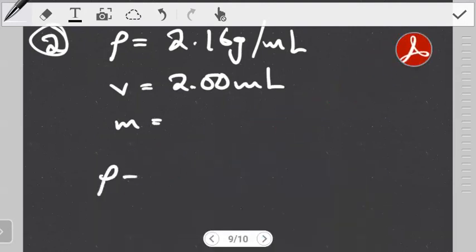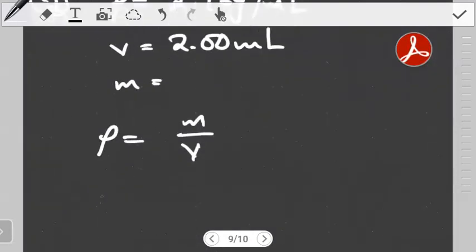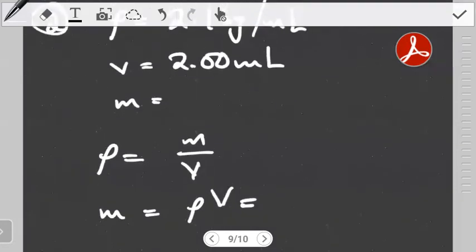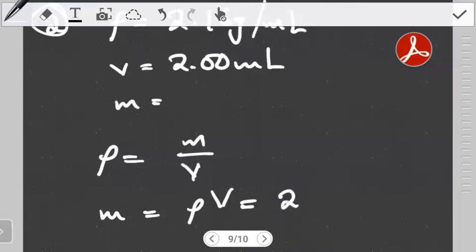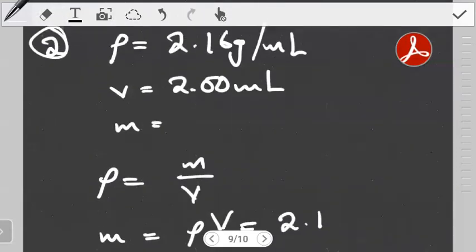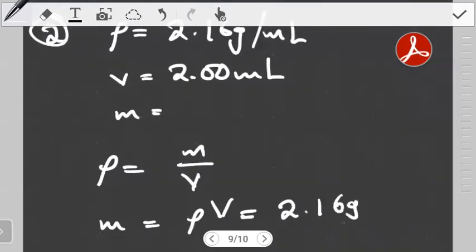Density is equal to mass over volume. So now we want to find the mass. So we make mass the subject of the formula by cross multiplying. We see that now we have density multiplying volume. If we perform the substitution here, the density of salt is given as 2.16 grams per milliliter, multiplying the volume, 2.00 milliliters.